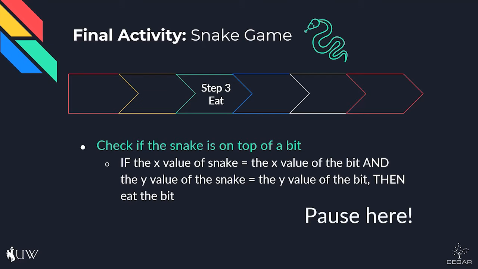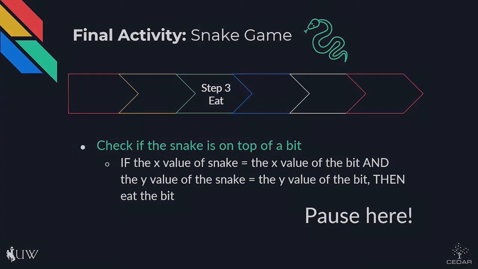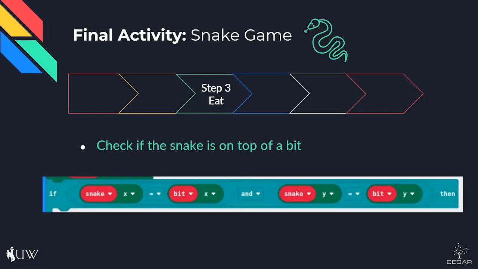Go ahead and pause here so that you can see the if statement that you're working with. Do your best and then come back to check your answers. Welcome back. Hopefully you came up with something that looks kind of like this. It should say, if snake x equals bit x and snake y equals bit y.